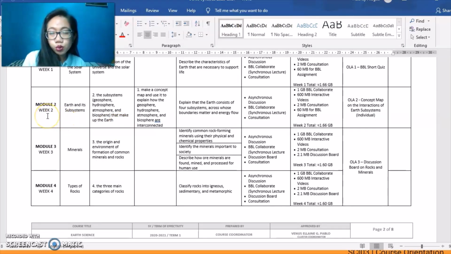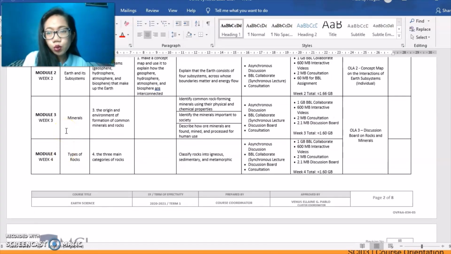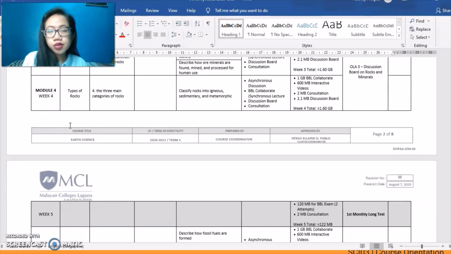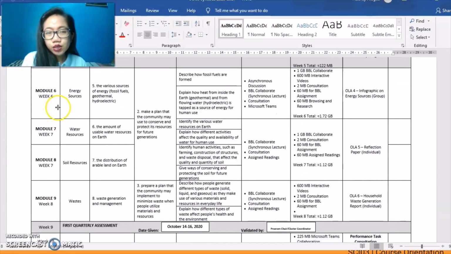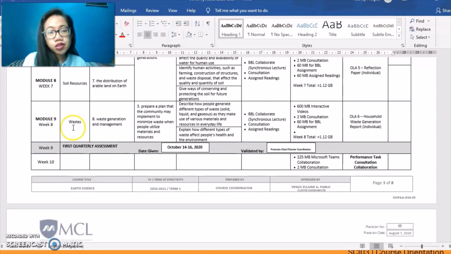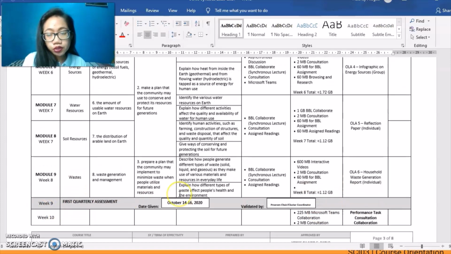Then we have your module 2, looking at the Earth subsystems. Then module 3 will look at minerals. Module 4 will look at the different types of rocks, which I know you're very familiar with. Next, we'll be discussing energy sources. What are the energy sources on Earth? Which ones are good? Which ones are bad or sustainable? Modules 7 and 8 will be talking about water and soil resources. Then module 9 will be discussing wastes. And then that should be the coverage for your quarterly assessment.